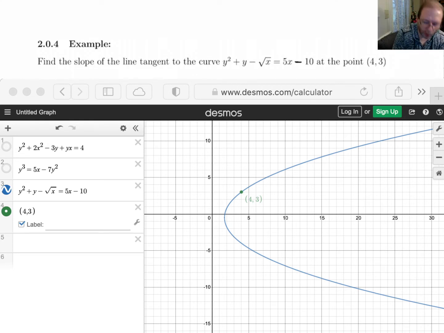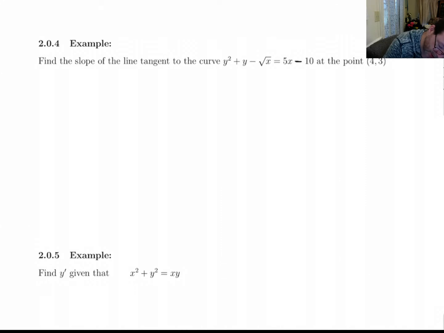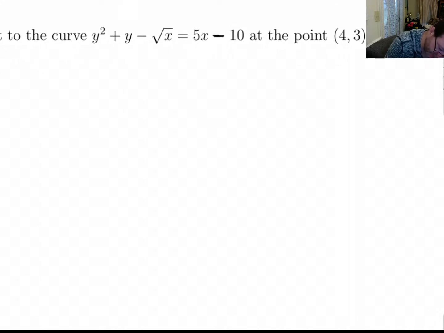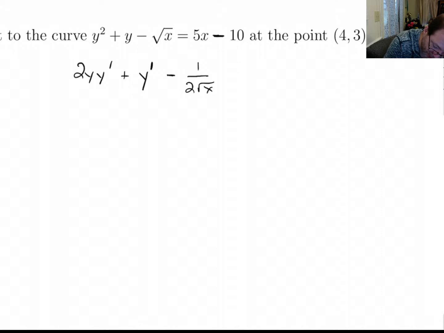But let's work out what the derivative is using implicit differentiation. All right, derivative of y squared is going to be 2y, y prime. Derivative of y is just a 1 times y prime. Derivative of x is 1 over 2 root x. And derivative of 5x is 5, and derivative of 10, of course, is 0.